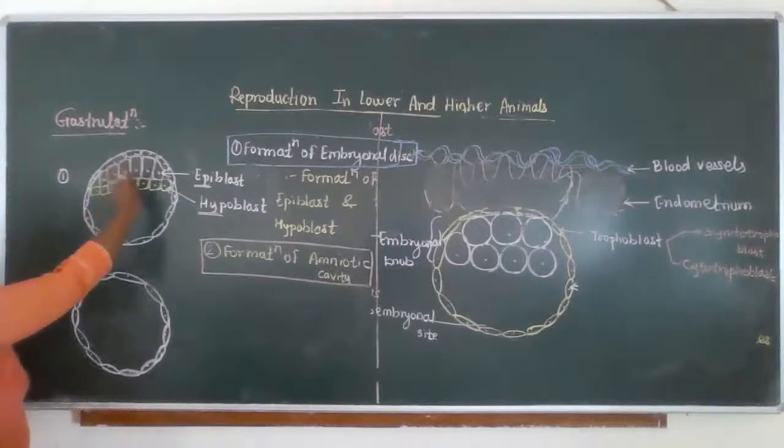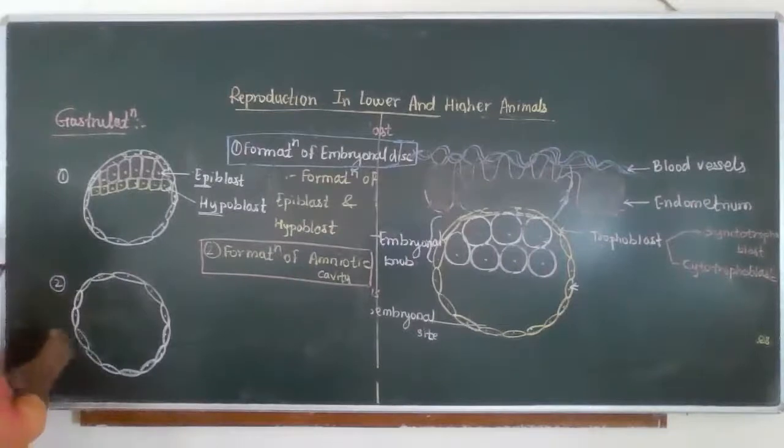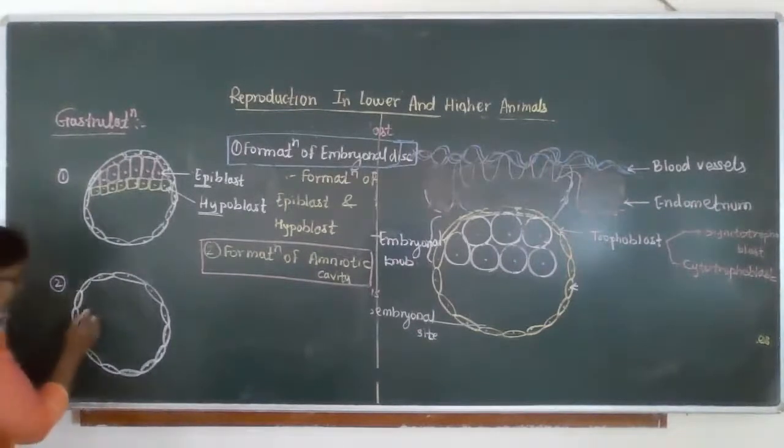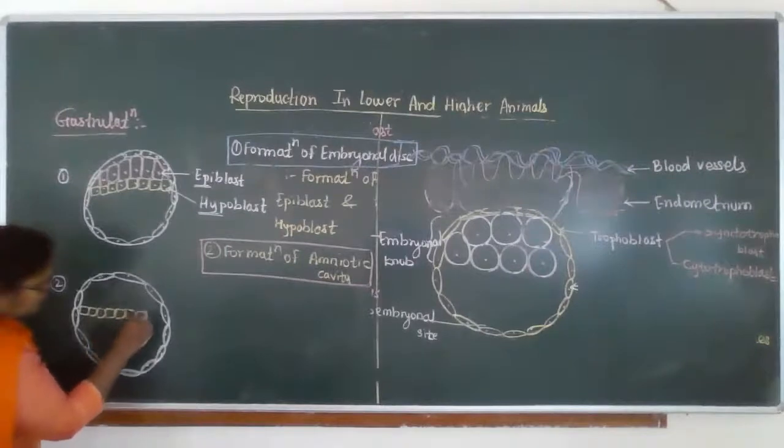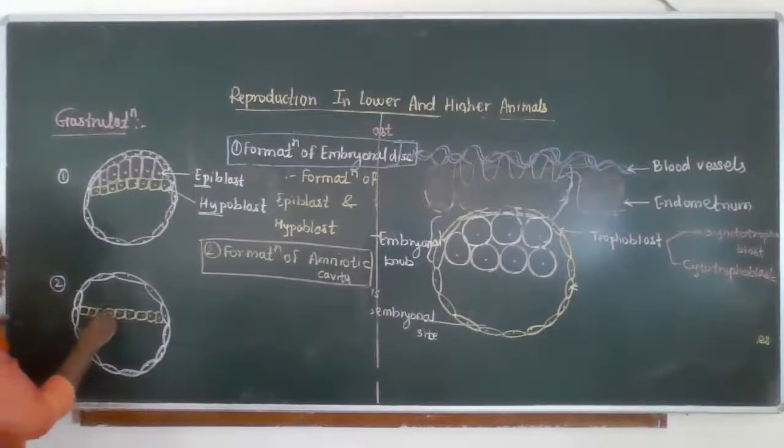Then what happened? A downward movement happened, and because of the downward movement, this one is the hypoblast cells. The ones that are on the lower side we call hypoblast cells, and the ones that stay on the upper side we call epiblast. So these are the hypoblast cells.